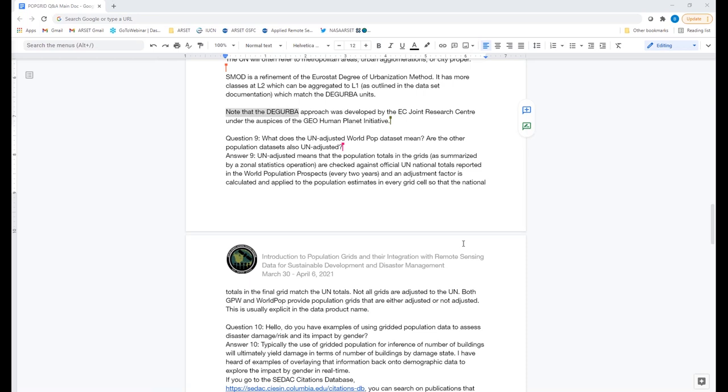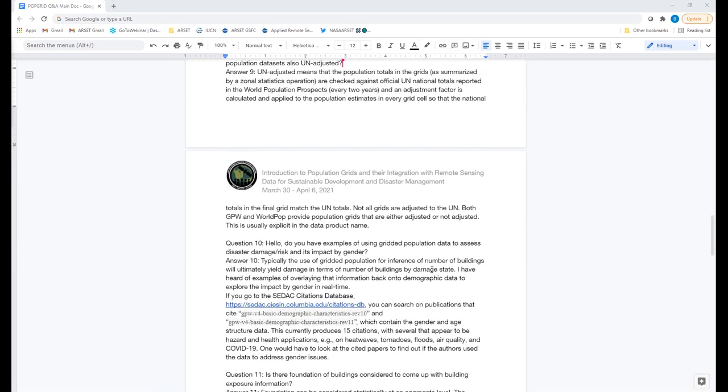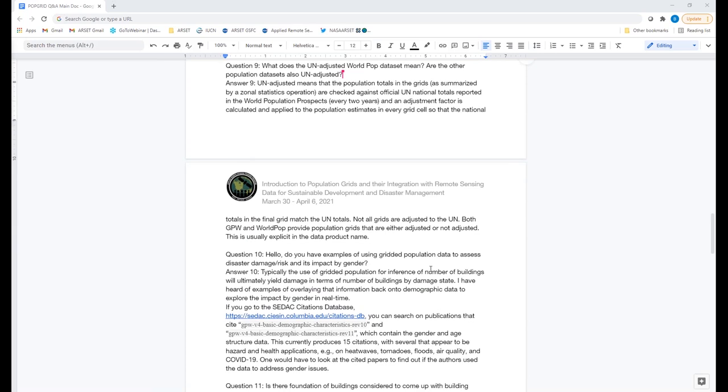Both GPW and WorldPop provide the population grids either adjusted or not adjusted, and it's usually explicit in the data set name whether you're downloading a UN adjusted data set or an unadjusted data set. The unadjusted won't usually say unadjusted, it'll just say population counts or population density. But if it's been adjusted to the UN totals, it will be explicit in the name.